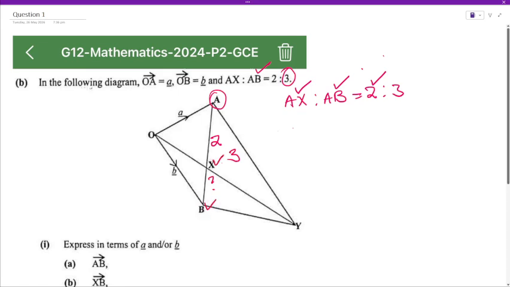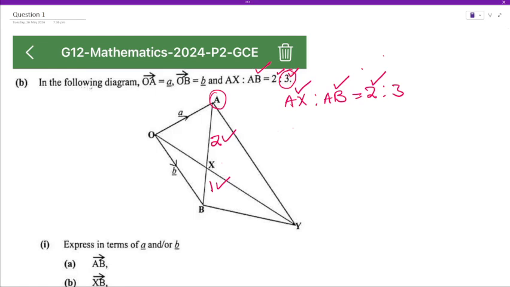Okay, XB. How do you find XB? You simply subtract the first number from the last number. So it's going to be 3 minus 2 to find this distance right there. So that's going to give us a 1. Alright, such that when we add both of them, 2 plus 1, they give us the total for the entire line, which is a 3.